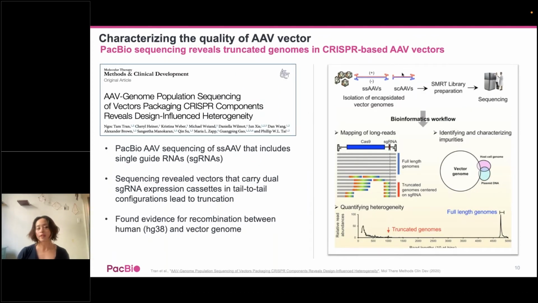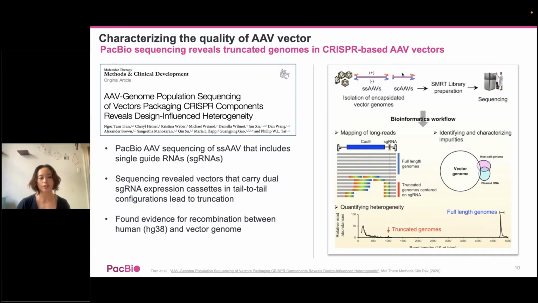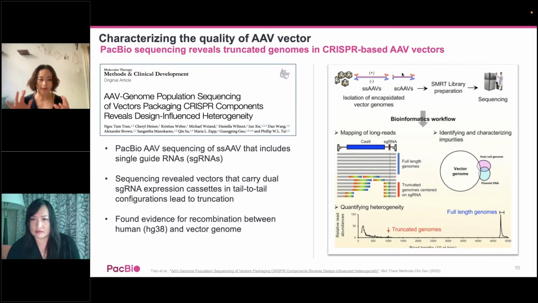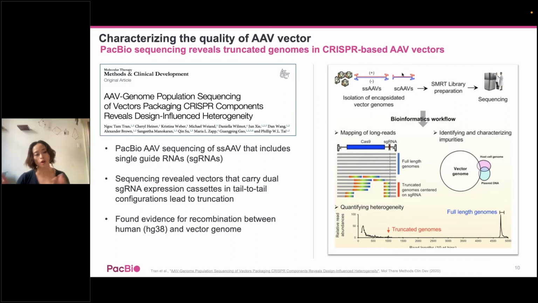In the follow-up study, they used PacBio sequencing to look at whether the incorporation of single-guide RNAs would result in undesired truncation. What they found was that sequencing revealed that the vectors would only cause truncation if carrying a dual single-guide RNA expression in a tail-to-tail configuration. Also, similarly to what was found in the last article, they found recombination events between HG38, the human host, and the vector genome.